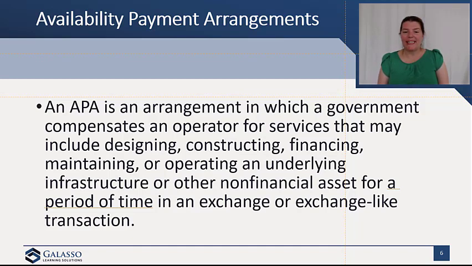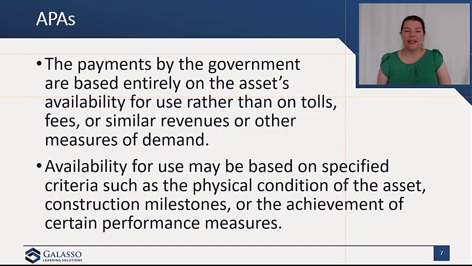And an APA is an arrangement in which the government compensates an operator for services that may include designing, constructing, financing, maintaining, or operating an underlying infrastructure or other non-financial asset for a period of time in an exchange or exchange-like transaction, right? So here there's a service type element that's included in these availability payments. The payments by the government are based entirely on the asset's availability for use rather than on the toll fees or other similar revenues.